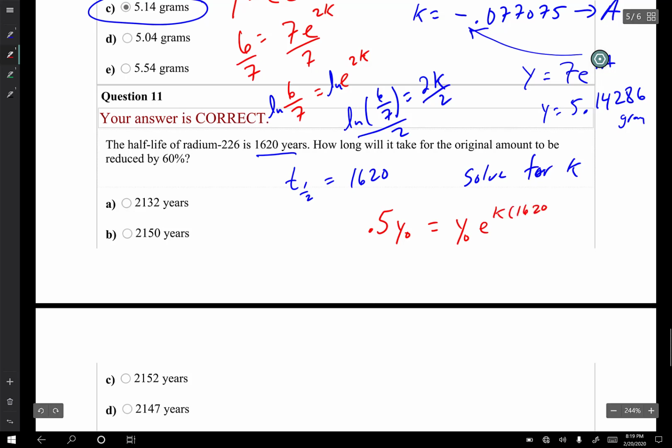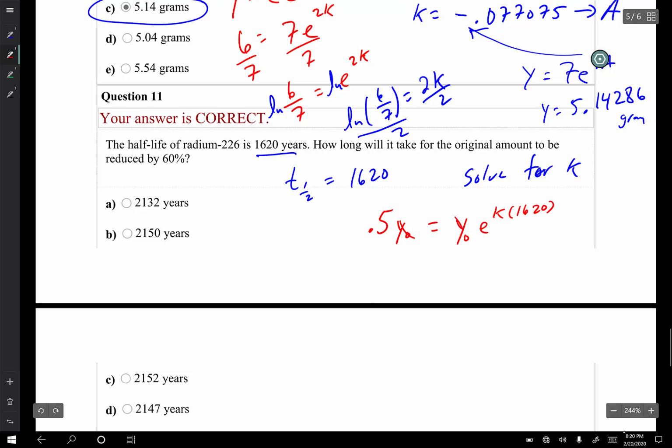1,620 years. Man, sorry guys, it's getting late, and it's been one of those 16-hour days here. Anyways, I guess 12, 13, 14-hour day, 15-hour, okay, anyways, let's keep going.